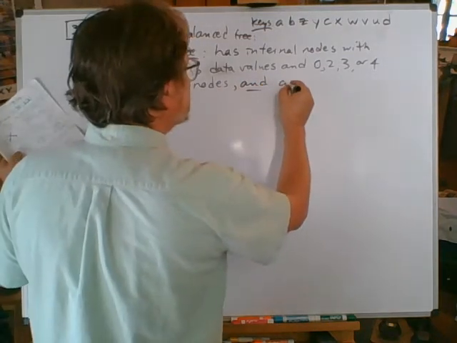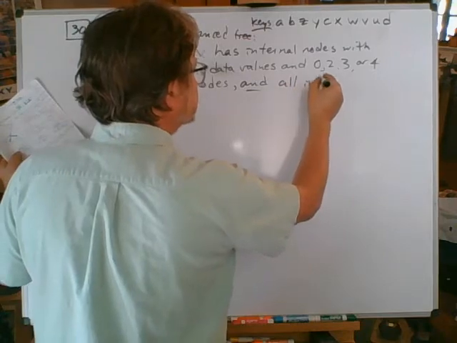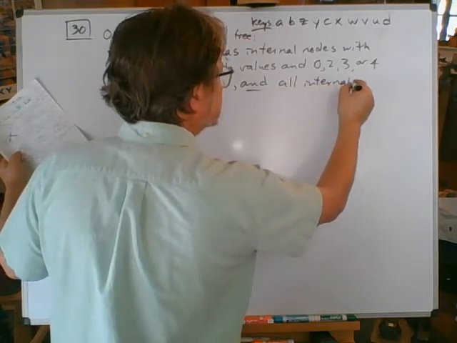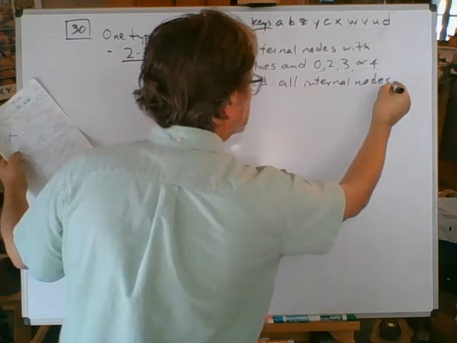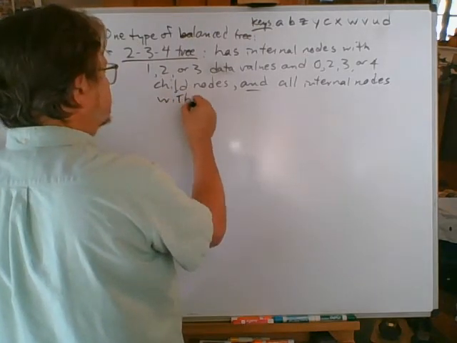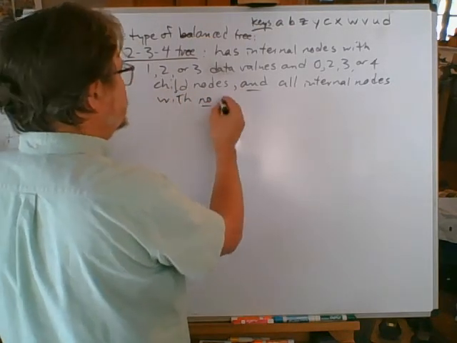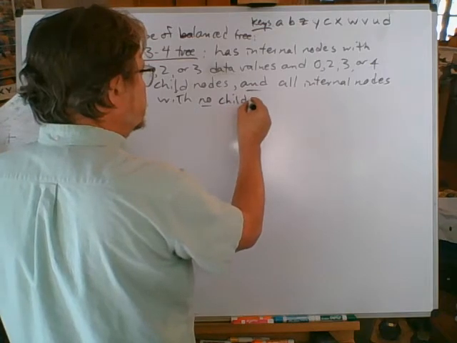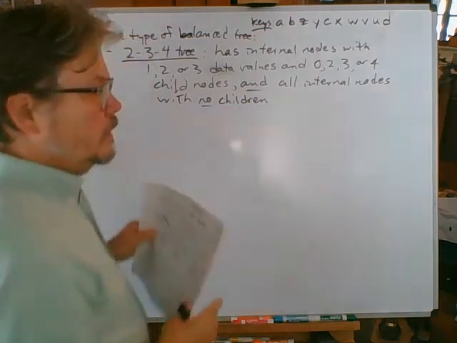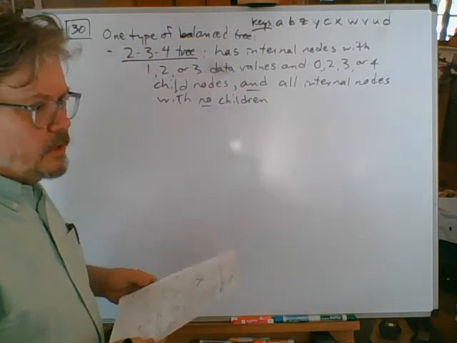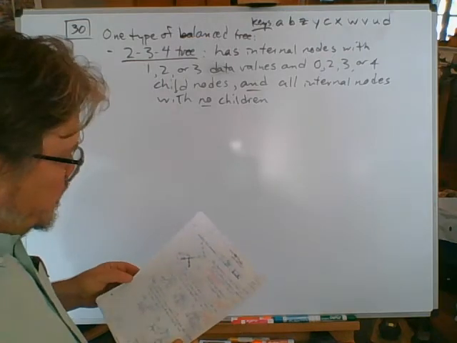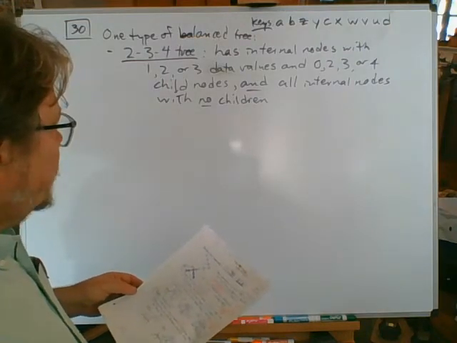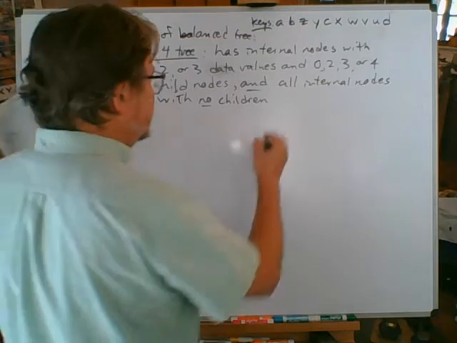All internal nodes with no children, also known as the frontier of the tree, the bottom edge, the leading edge. All internal nodes with no children are at the same level in the tree.